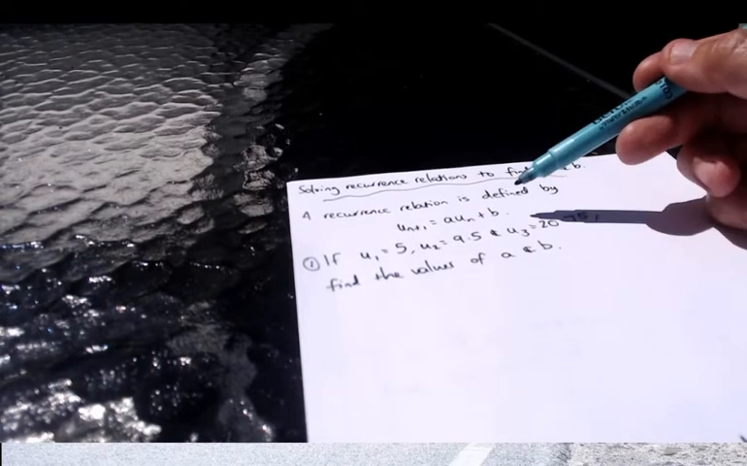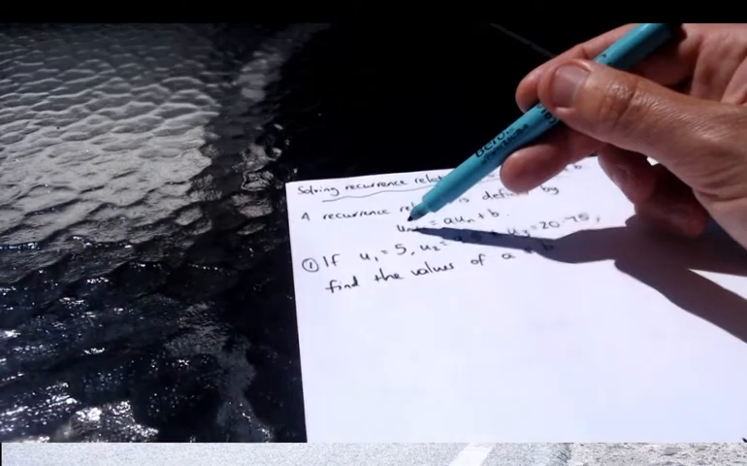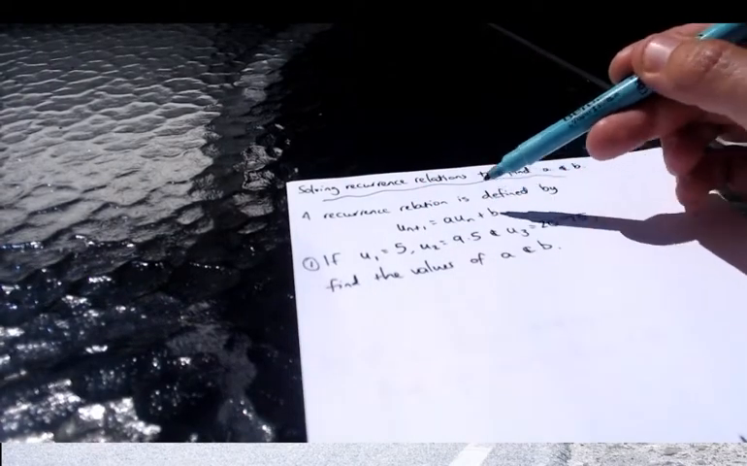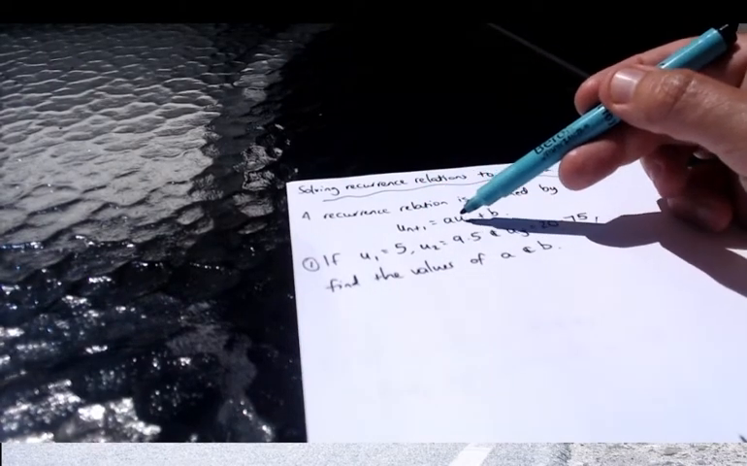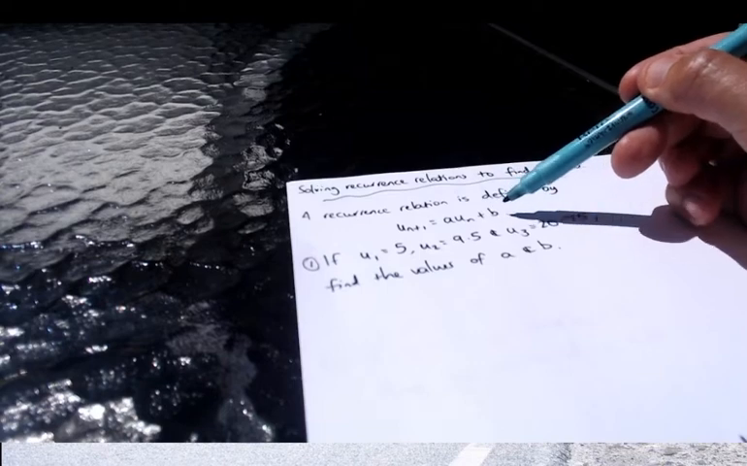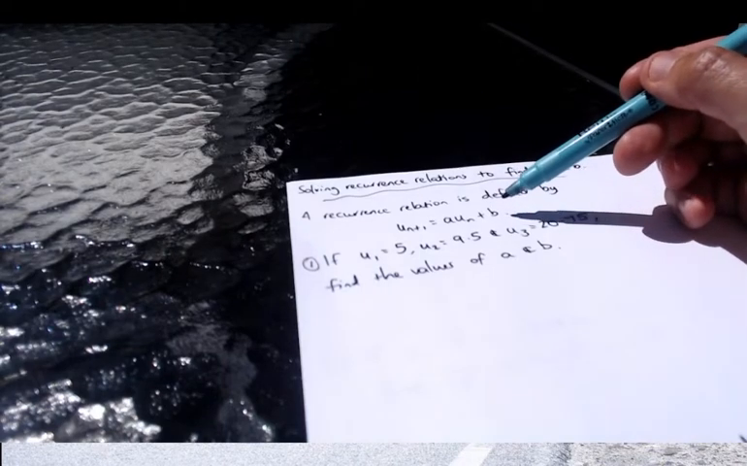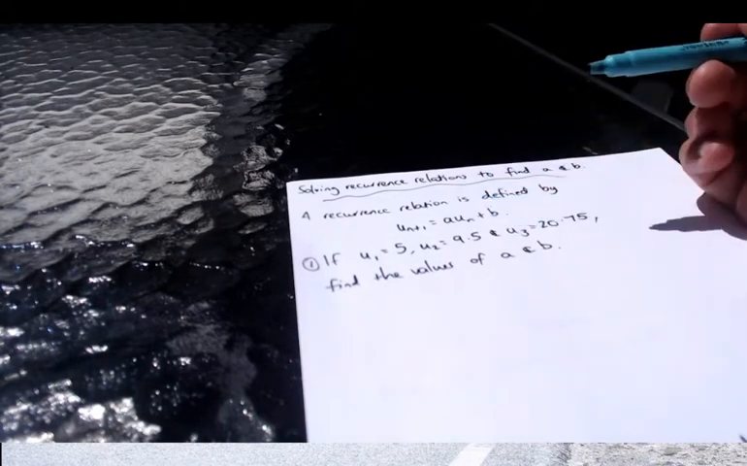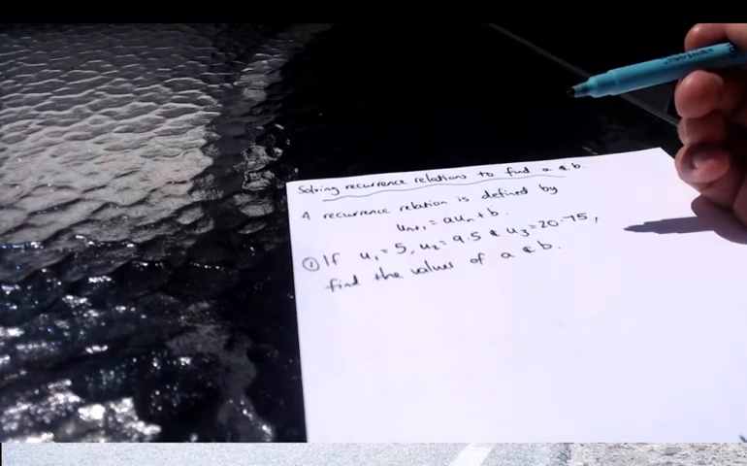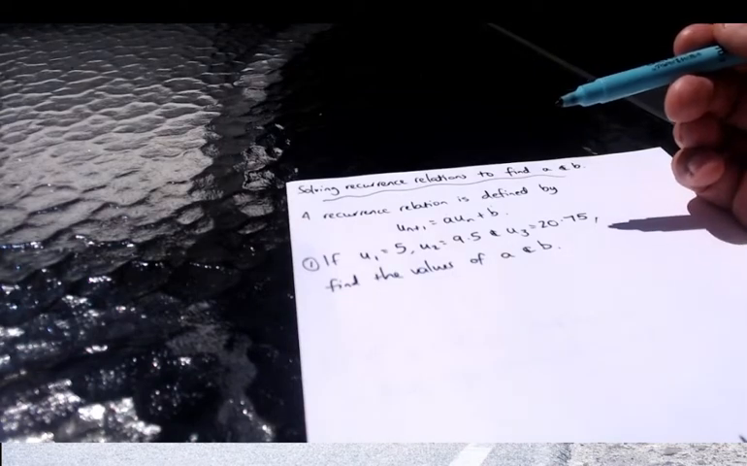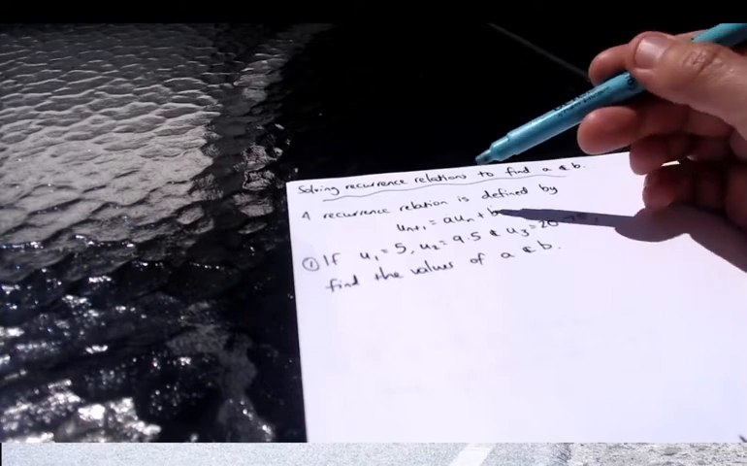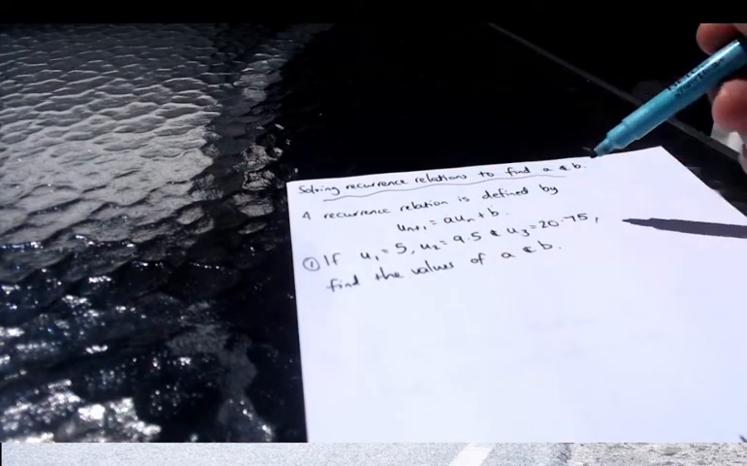So we have a recurrence relation defined in the normal way: u(n+1) equals a u(n) plus b. This is the standard way we write a recurrence relation when we don't know the values of a and b. Normally we're used to already having these values, but today we're actually going to calculate them.